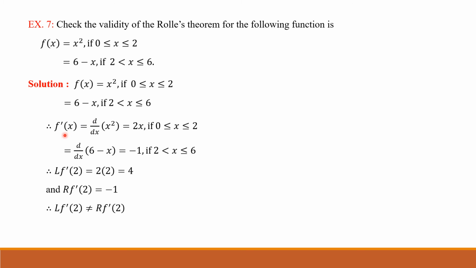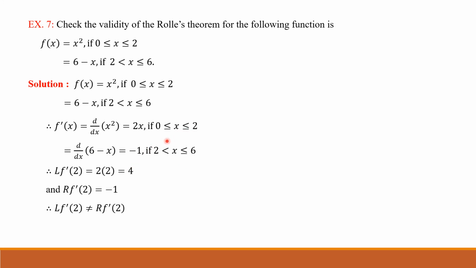Find its derivative, f dash of x. That is, derivative of x square is equal to 2x on the first interval 0 is less than or equal to x less than or equal to 2. Then d by dx of 6 minus x, the second function. Derivative of 6, a constant, is 0, minus derivative of x is 1, therefore minus 1, if 2 is less than x less than or equal to 6.